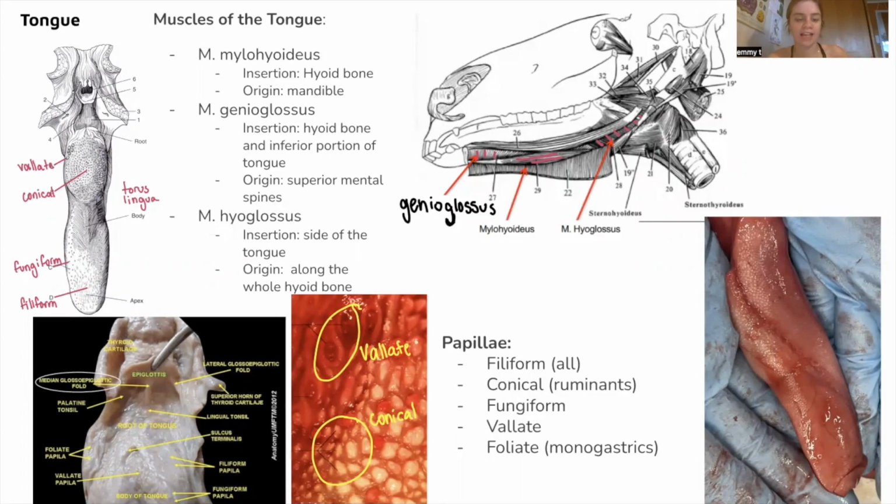The mylohyoid moves the jaw forward and backward, and its insertion is on the hyoid bone, and the origin is on the mandible. The genioglossus opens and closes the mouth. Its insertion is on the hyoid bone, and origin is on the superior mental spines, and it's the most superior of the three muscles. And lastly, the hyoglossus opens and closes the jaw. Its insertion is along the side of the tongue, and the origin is along the whole hyoid bone. And it is the most caudal of the three muscles.